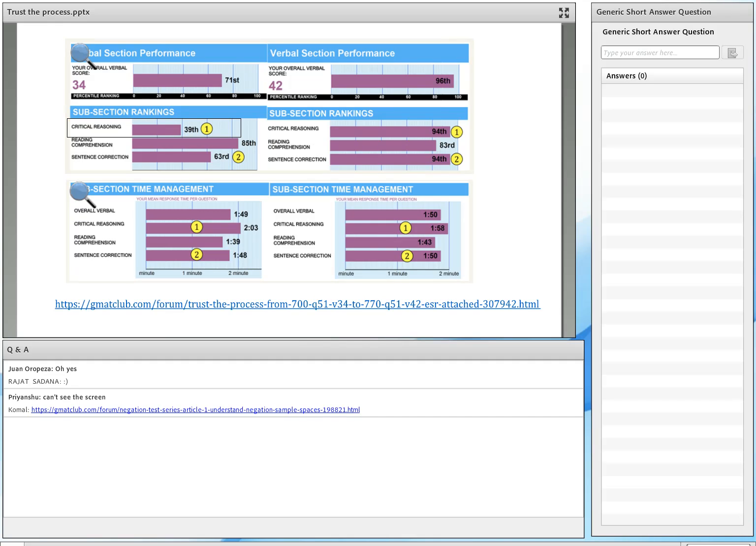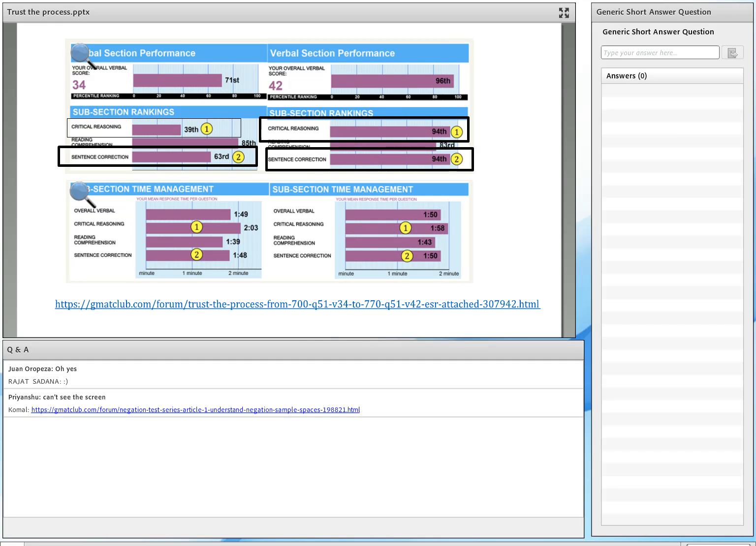In 3 weeks, we had an intervention with him. We actually told him, you've got to pre-think. And in 3 weeks, the guy improved from a V34 to a V42. A good chunk of that improvement came through critical reasoning. The second piece was in sentence correction, where he improved from a 63rd percentile to a 94th percentile. And again, this was through the meaning-based approach.